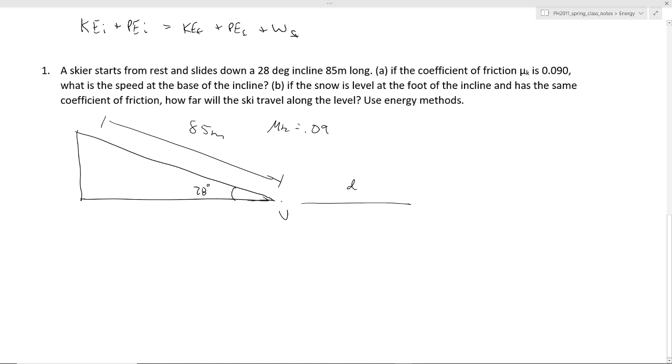So we need to actually lay out a couple things. So let's break this up into 3 parts again. We have our skier up here. In other words, let's say this is 1, the bottom of the hill will make 2, and at their final stopping position will make that 3.